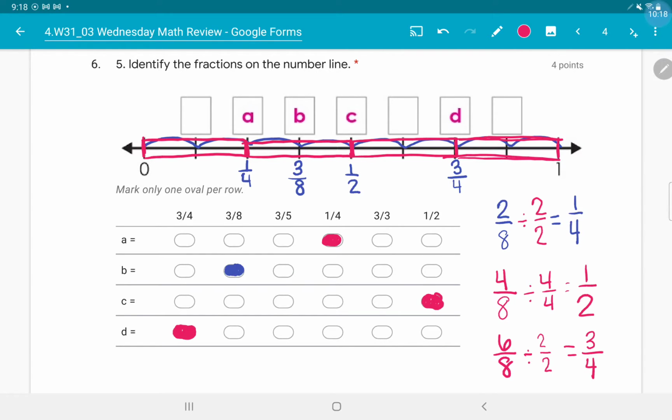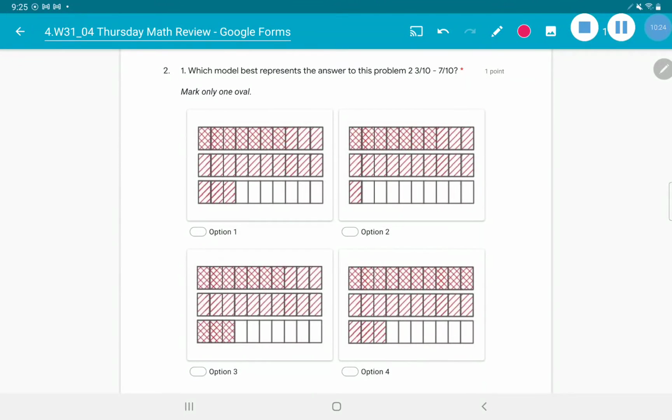All right, questions about yesterday's daily math? All right, Dylan, what is the correct answer to number 1? So how did you know that A was the correct answer? Because it's saying 2 wholes and 3/10 minus 7/10, and the first one has 2 wholes and 3/10. And so I said option 1 because it's also like the first row. It's subtracting 7. Perfect. Very good.